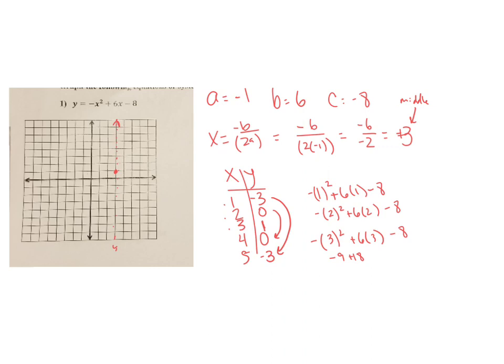I go over 2, put a dot. I go over 4, put a dot. I don't go up and down because the y is equal to 0. And I go over 1, go down 3. And I go over 5, down 3. It is symmetrical, so I connect my dots to make it a nice smooth U. I make sure my arrows go down, and that's it, done.